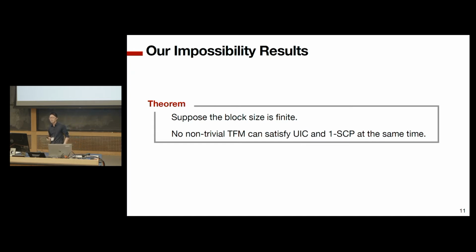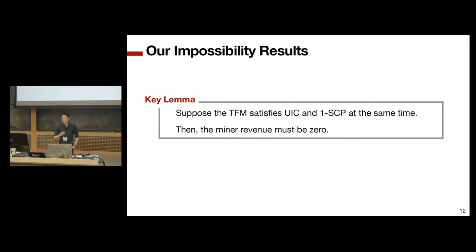To show this impossibility, we first prove the following key lemma, which is of interest on its own. This key lemma says that no matter whether the block size is infinite or finite, as long as the mechanism is UIC and 1SCP, miner revenue must be 0. So that means burning is necessary. So the design of EIP-1559 on Ethereum is a must if you want UIC and 1SCP.